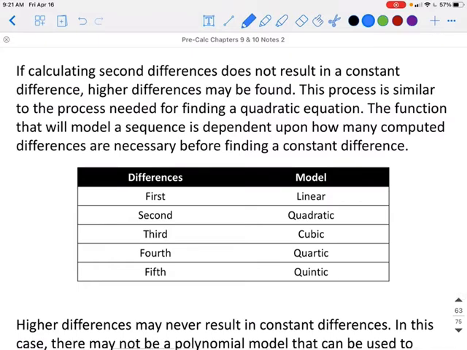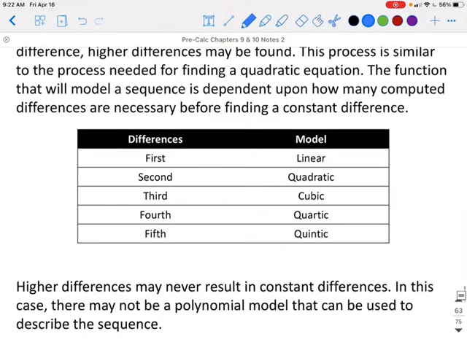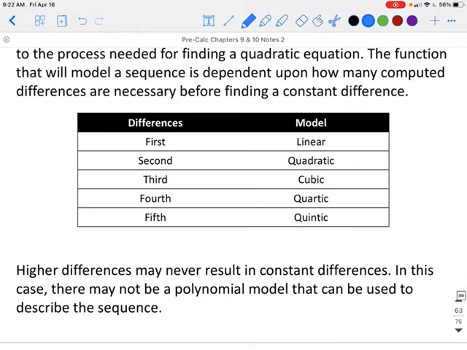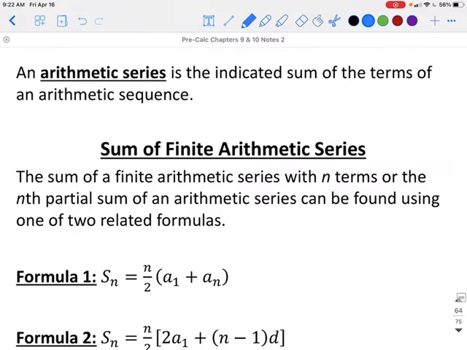If calculating second differences does not result in a constant difference, higher degrees may be found. This process is similar to the process needed to find a quadratic equation. The function that will model a sequence is dependent on how many computed differences are necessary before finding a constant difference. So if it's the first difference, it would be linear. If it's the second difference that works, then it'd be quadratic. Third would be cubic. Fourth would be quartic. And the fifth difference would be quintic. Higher differences may never result in constant differences. In this case, there may not be a polynomial model that can be used to describe the sequence.